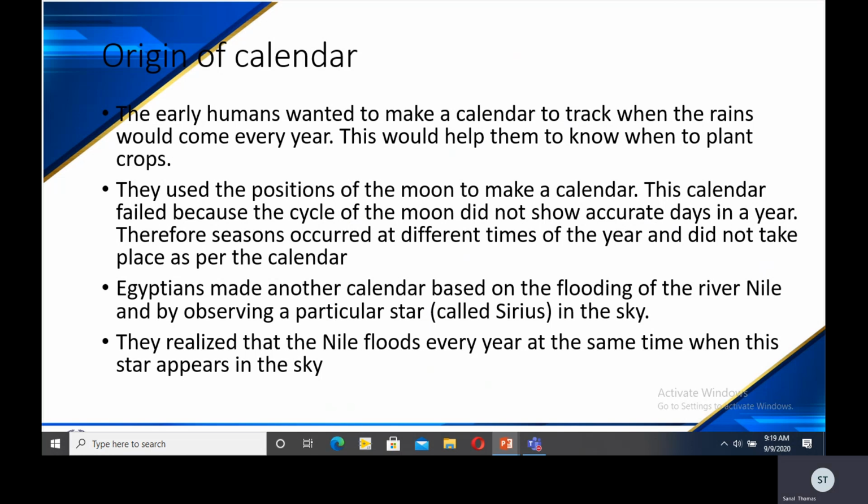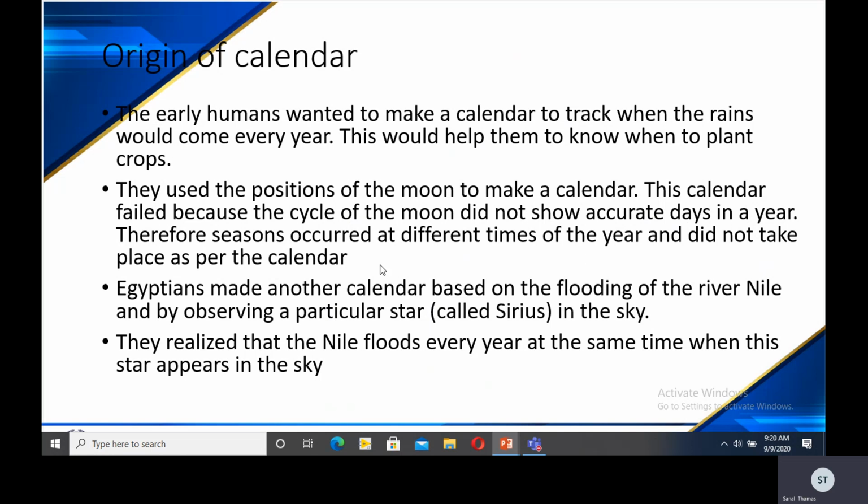Now let me ask you another question. Why do we use a calendar? And is it helping us or not? Yes, we use a calendar to find out when particular events will occur. It helps us know about the different events, holidays and festivals well in advance and make plans. So early humans also made a calendar.